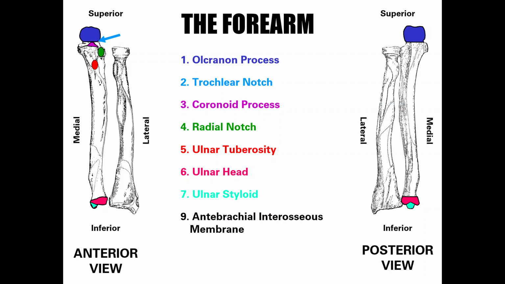We also have the antebrachial interosseous membrane, and that is a membrane that goes between these two bones, which kind of keeps them together.